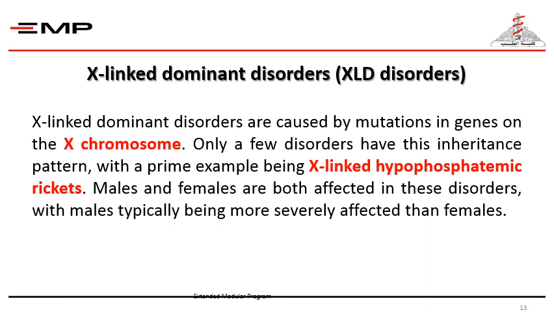On the other hand, X-linked dominant disorders are caused by mutations in genes on the X chromosome. Only a few disorders have this pattern of inheritance, with a prime example being X-linked hypophosphatemic rickets. Males and females are both affected in these disorders, with males typically being more severely affected than females.